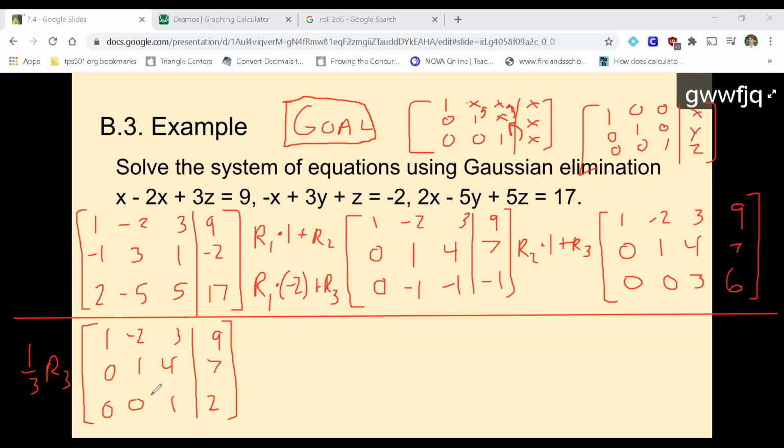So what this tells me basically is that 1z is equal to 2. Oh, here, let me rewrite the whole thing for you. So what this is now telling me is that this first row is telling me that 1x minus 2y plus 3z is 9. This second row is telling me that 0x plus 1y plus 4z is 7. And then this last row is telling me that z is 2.